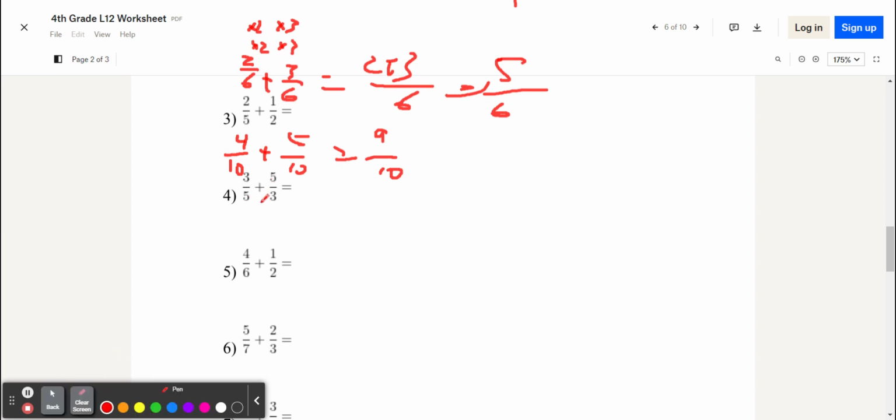3/5 plus 5/3. Find the common denominator. This one needs to be multiplied by 3. That's 9 over 15. And this one needs to be multiplied by 5. So that's 25 over 15. And this will give us 34 over 15.